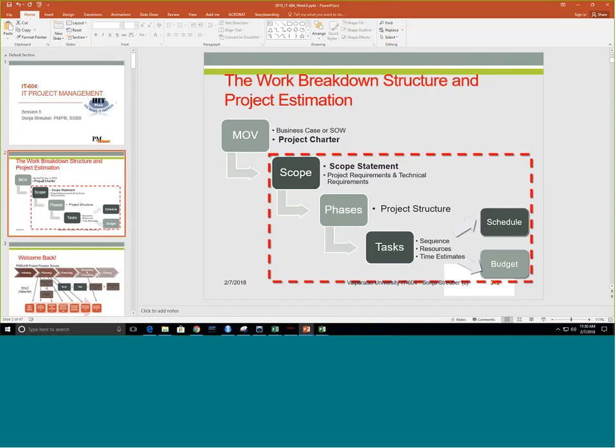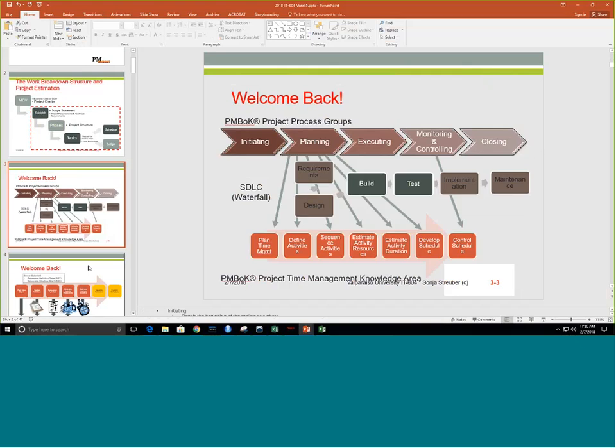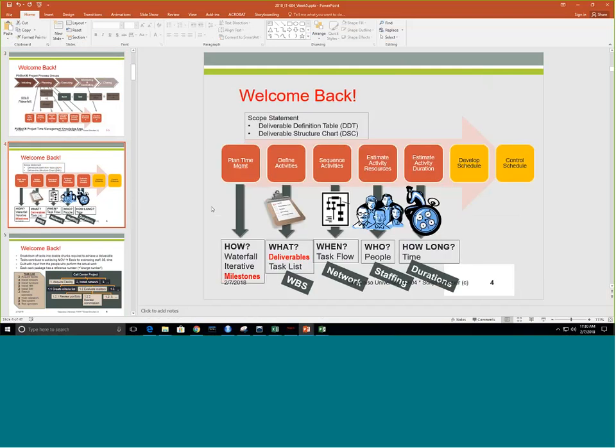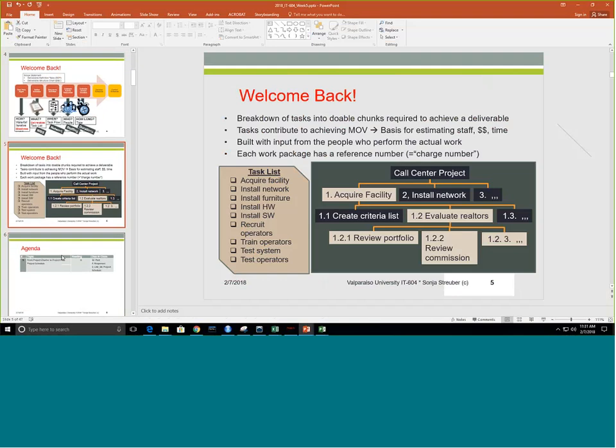So this week, as we've already discussed, we're looking at how to get from the scope statement to the tasks. Last week, we discussed the project process groups. Specifically, we discussed how to use the scope statement, and from the scope statement build the WBS, the work breakdown structure. And so this week we are going to focus on sequencing activities, estimating activity resources, and estimating activity duration, so that at the end of this week we can come out with a schedule.